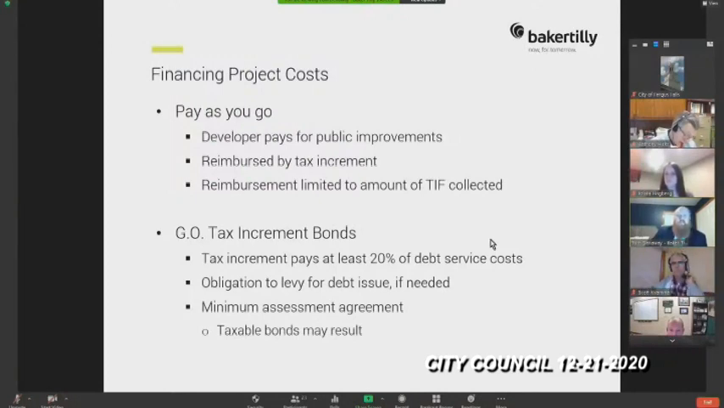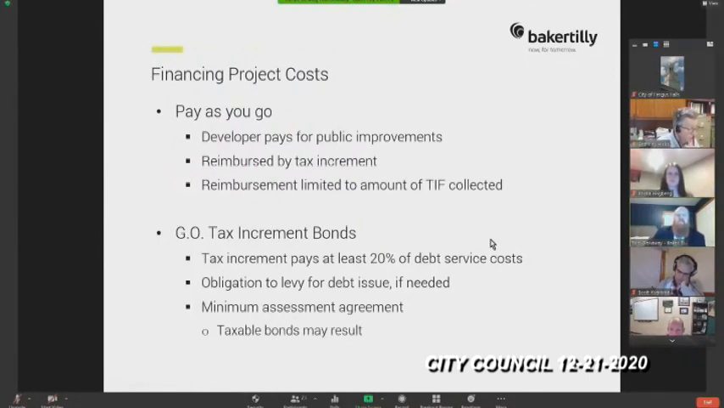So over the 26 potential years of a TIF district, they would get reimbursed based on the tax increment that's generated each year on a pay-as-you-go basis. And the reimbursement of that pay-as-you-go note is limited only to the amount of TIF revenue that is collected.